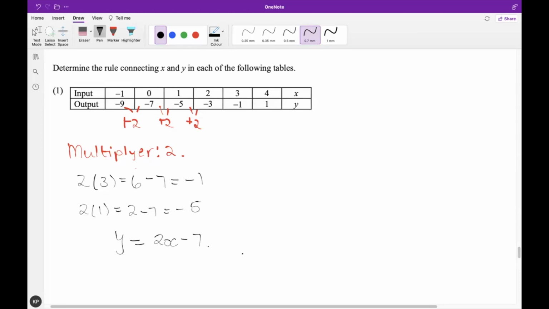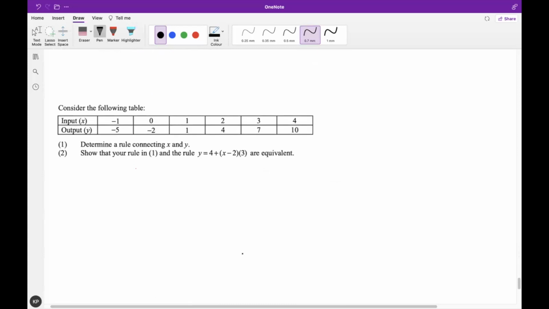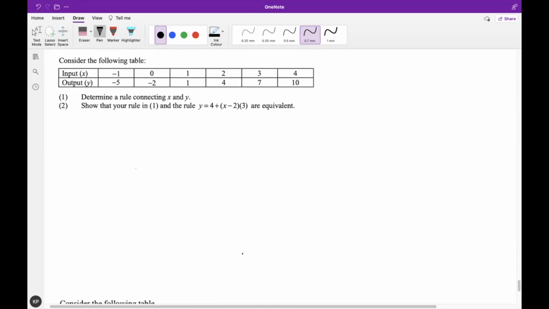Okay, are we done writing? Now, I want us to do these ones. This is more interesting, okay? Now, we have a table over there, -5, -2, 1, 4, 7, and 10. A, we're going to find the rule. And then B, we're going to show that our rule is the same as that equation that they gave us there. So let's first find our rule.